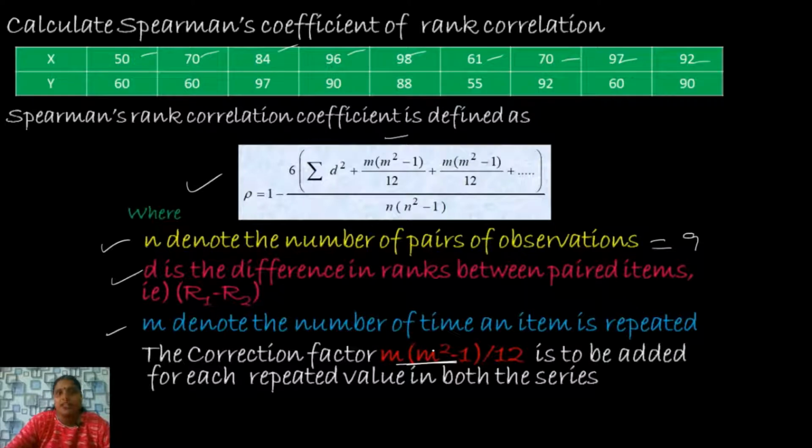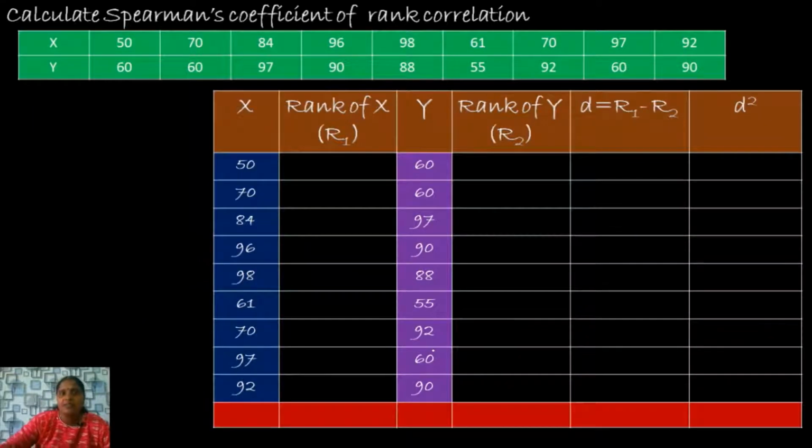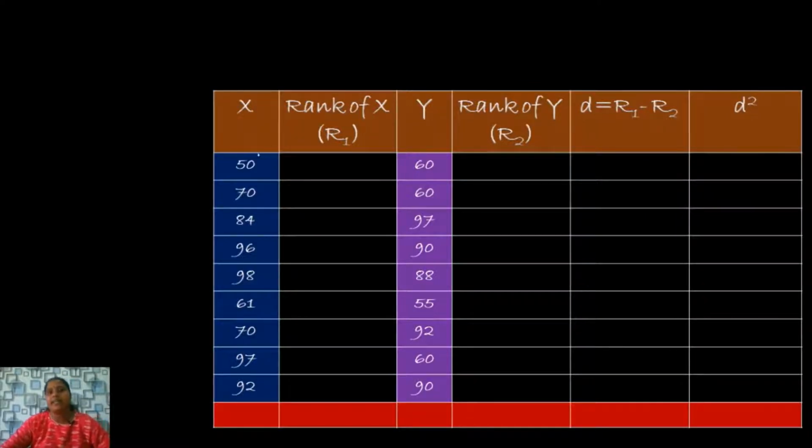For that, now let me construct a table. The first and third columns consist of the given values of x and y, and first what we are going to do is assign them the ranks for x and y. Here R1 and R2 denote the ranks of x and y. Now we are going to assign the ranks. For that, let me give rank 1 to the highest value.